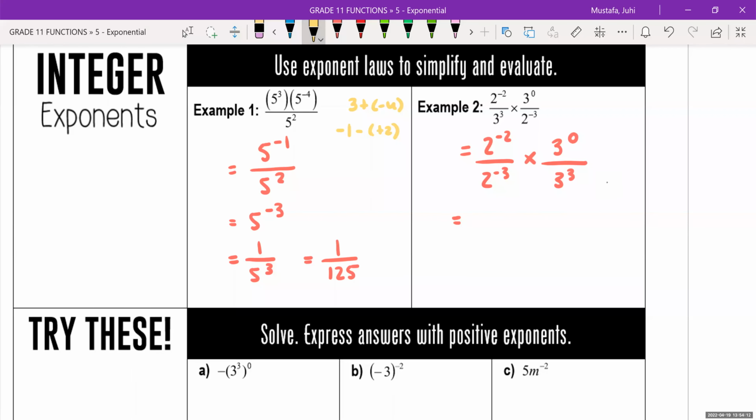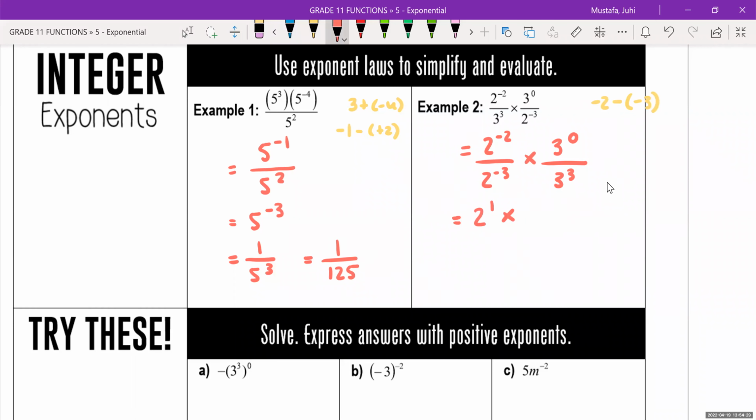Okay, again, you go to your rough sheet of paper: negative 2 minus negative 3. That's like saying negative 2 plus 3, which is just the number 1. So it's going to be 2 to the power of 1 times.